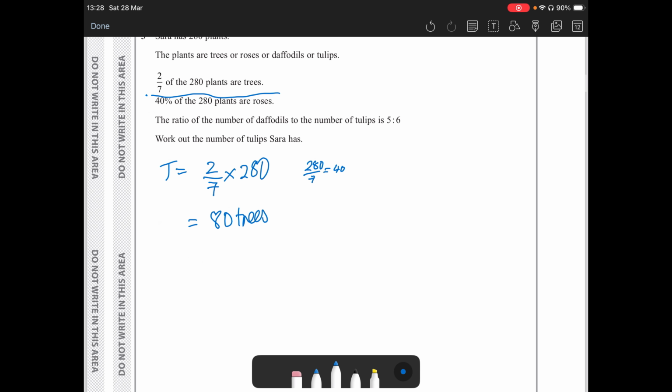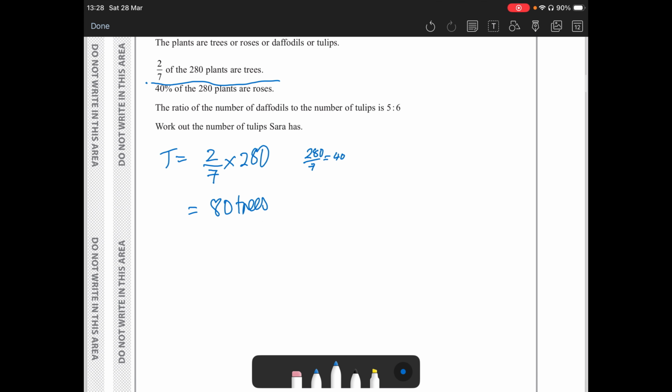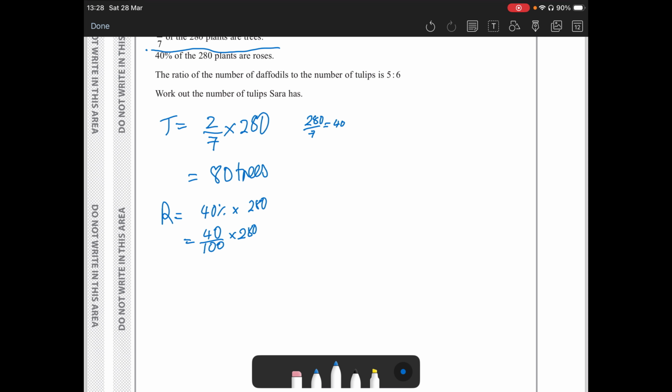40%. So again, we'll do roses next. So it'll be 40% times 280. And again, same idea, really. I mean, some people might prefer to just say, well, 10% would be 28. So we'll just times that by 4. Various ways you could have done it, right? So what's 28 times 4? Let's work it out. 4 8s are 32, 72, right? So there are 72 roses.